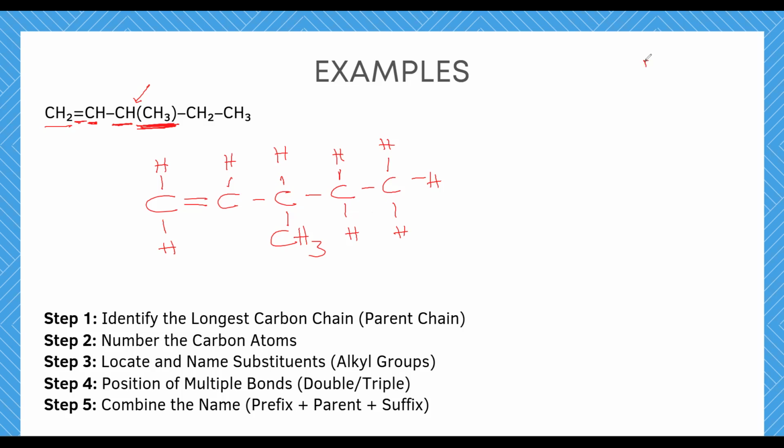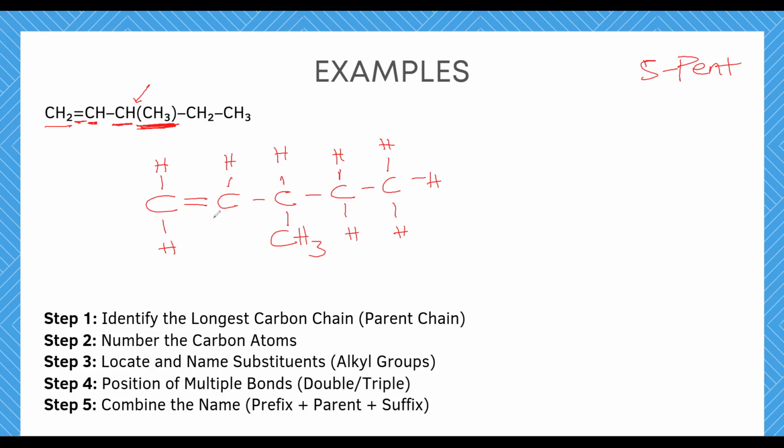Yes, sir. 5 carbon atoms. What is the parent name going to be? Pent. Thank you very much, David. This is what I want. Pent, beautiful. So the next thing to do is number the carbon atoms. Now, remember, we are numbering the carbon atoms in such a way that our double bond will receive the lowest number possible, right?